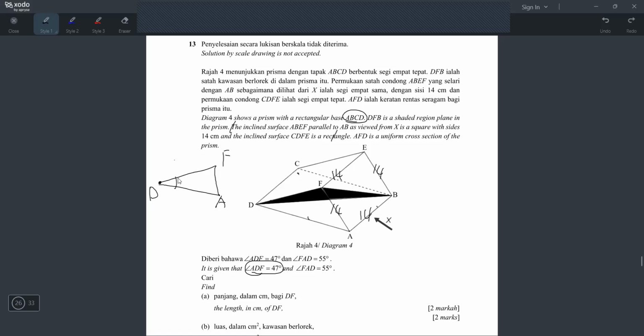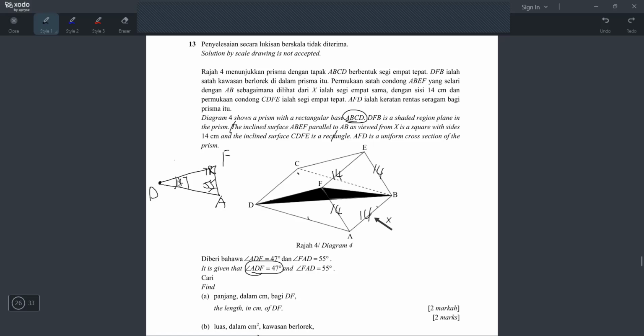So I will just write here 47. FAD is 55, which is here 55. So can I find this angle? Yes, 180 minus 47 minus 55. Let's press the calculator. Okay, my calculator gives me 78. So I have all three angles already.